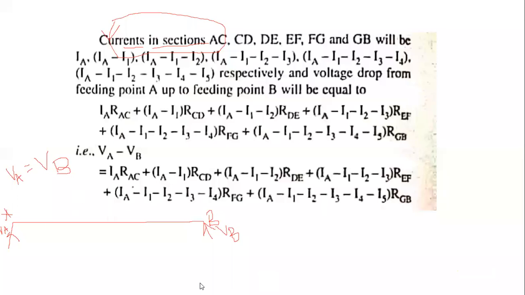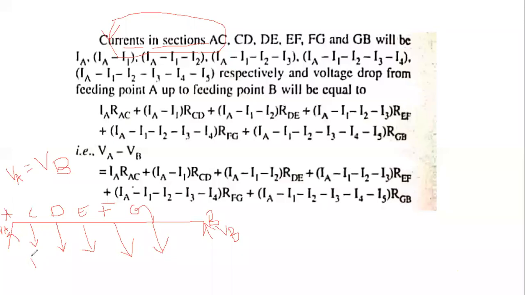Okay, that means VA is equal to VB. Then the points are C, D, E, F, G. Okay, these are the various loading points.